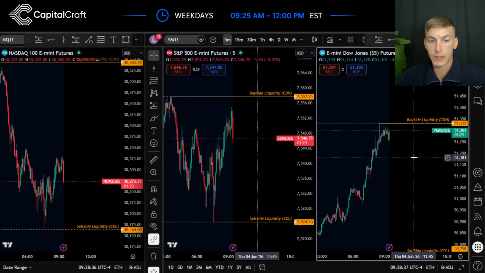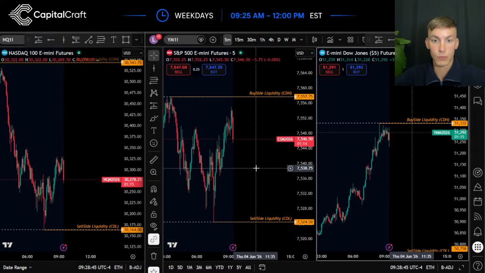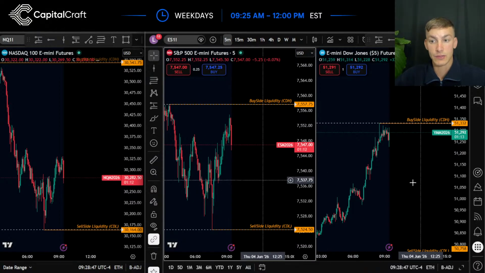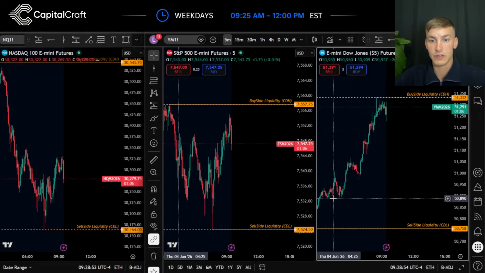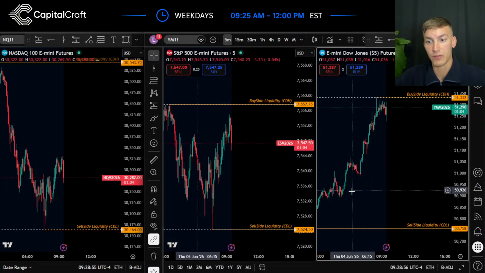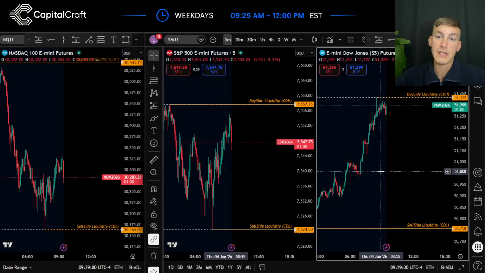Now, of course, looking at it straight away, we can see that there is somewhat of a cracking correlation. The Nasdaq on the left is a lot weaker than the S&P 500 is. And when comparing the S&P and the Nasdaq to the Dow Jones, we can see that the Dow Jones is very strong. We've had a fairly strong move towards the upside. It will probably be the first asset to take its buy side liquidity level.